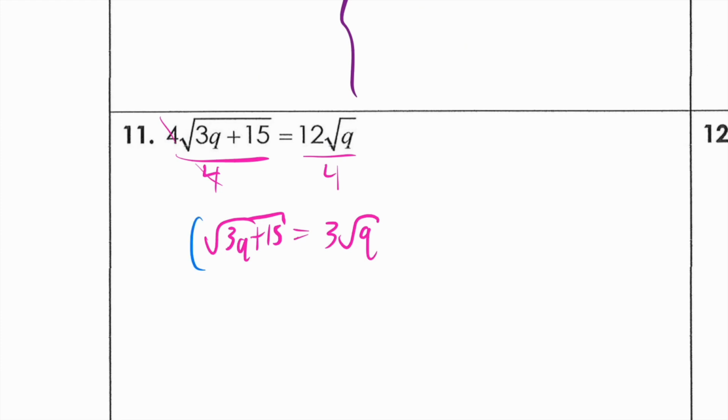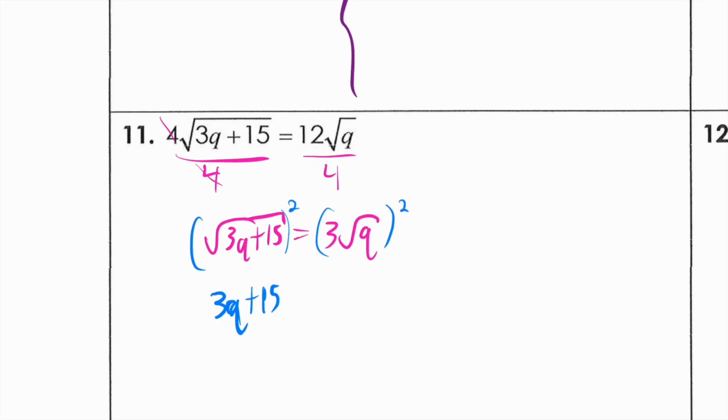So now we're going to go ahead and undo the square root by squaring both sides. And you square the entire side, so including that 3 outside the radical. On the left-hand side, the square root undoes the square, and you just get 3q plus 15. Let me make my q a little more clear there.